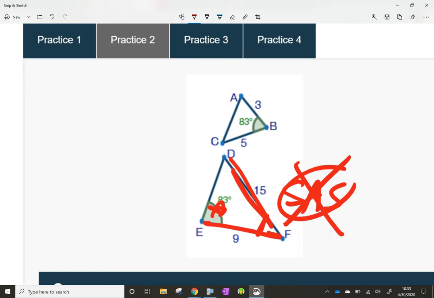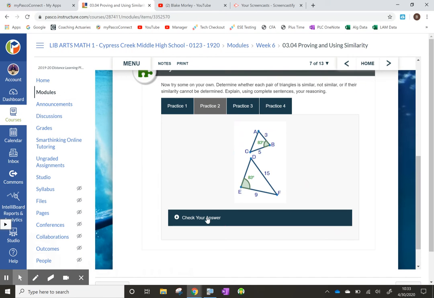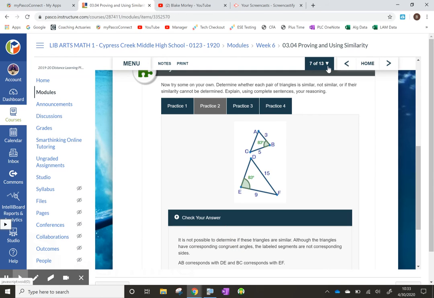So therefore, there's no reason to go about doing the rest of the problem because you're not establishing side, angle, side here. It doesn't matter if their proportions are the same. It's not side, angle, side, which is what we wanted. So that one's not going to be similar. That answer is going to be no. It's not possible to determine, right? So be on the lookout for something like that.